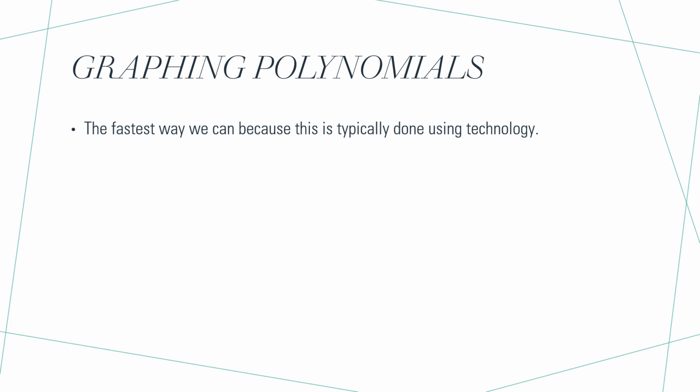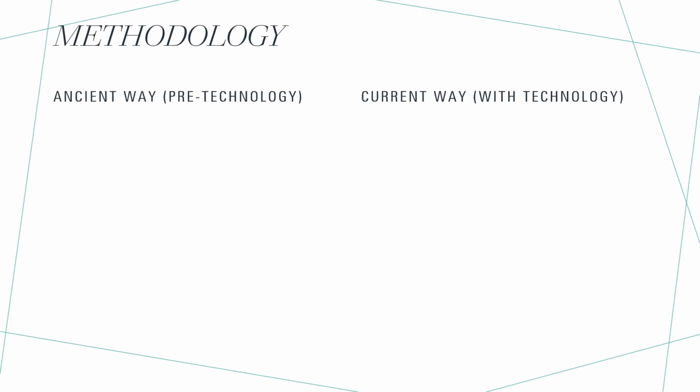Now, graphing polynomials, we're going to do this the fastest way we can, because this is typically done using technology. And the first slide on this is the ancient way, pre-technology, versus the current way with technology. It's really changed why we graph polynomials and what we're looking for in the graphing of those polynomials. So the ancient way, we would find key points using substitution and factoring. It would be a very, very long process. So we would find the x-intercepts, we would find the y-intercepts. We would have to do a lot of factoring, which is part of why factoring would be such an important skill, because we would need it in order to be able to find the key points.